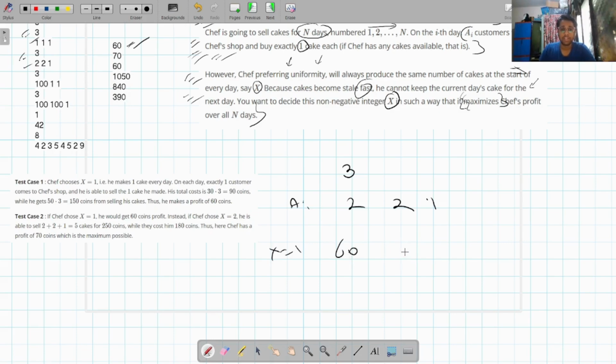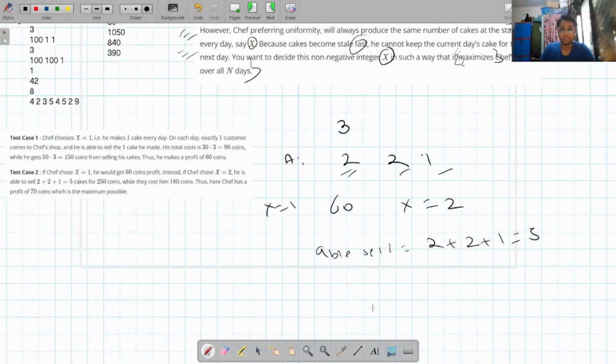Right. So let's say if chef chooses x equal to 2, how many is he able to sell? This is 2 and 2 and 1, so that is 2 plus 2 plus 1, which is 5 cakes. That is for 250 coins, while this will cost him 180 coins, right?